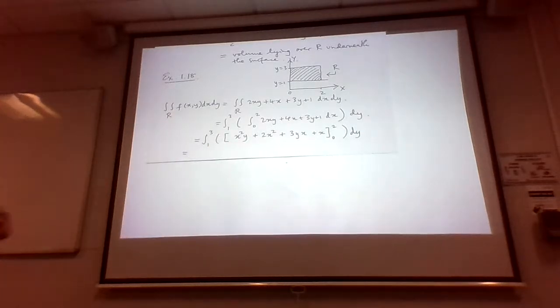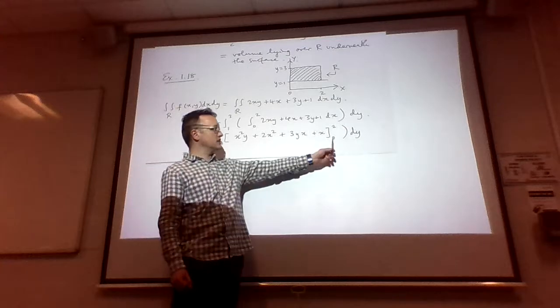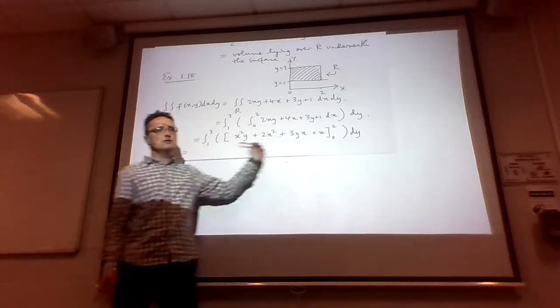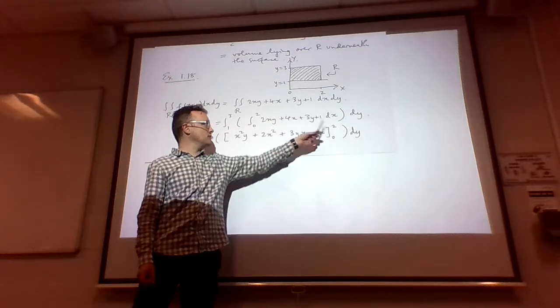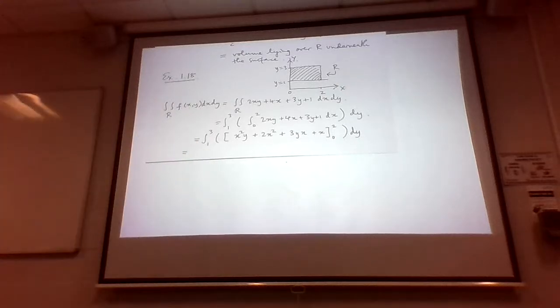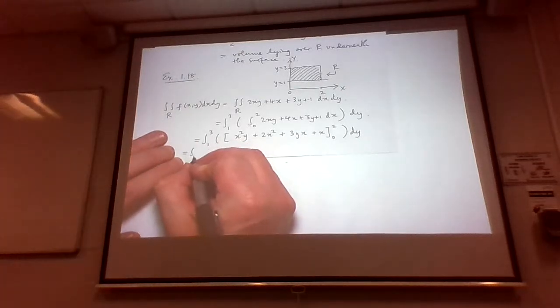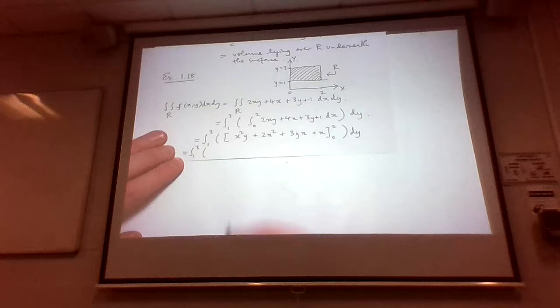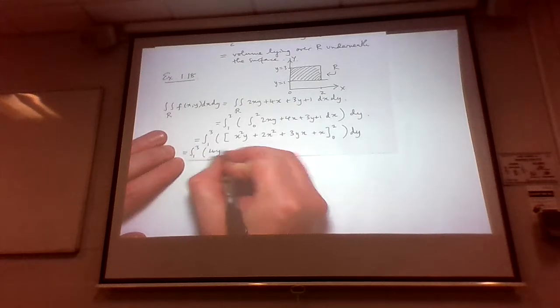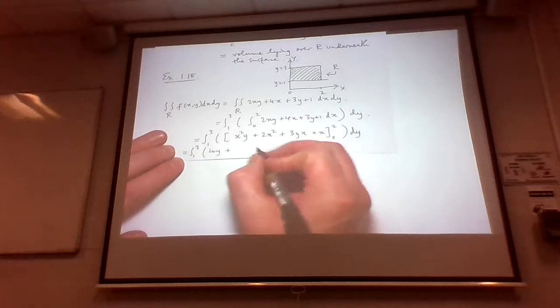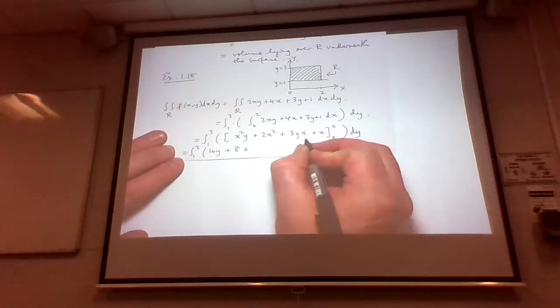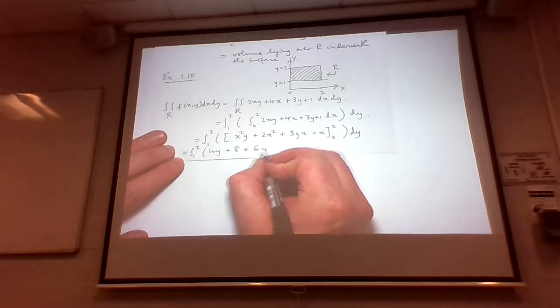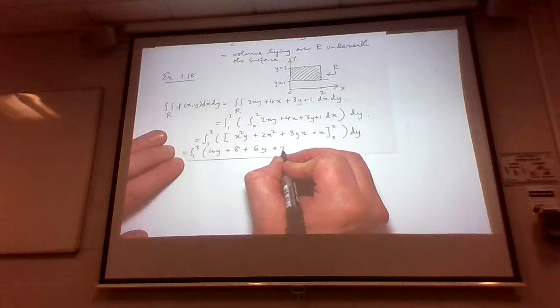Now, thankfully, there's a factor of x in each part, so when you put in x equals 0, you just get 0 all the way. So we just have to evaluate this at x equals 2. The y integration is just left there at the moment. So when x is 2, you get 4y plus 2 by 4 is 8. When x is 2, you get 6y. And when x is 2, you get 2.